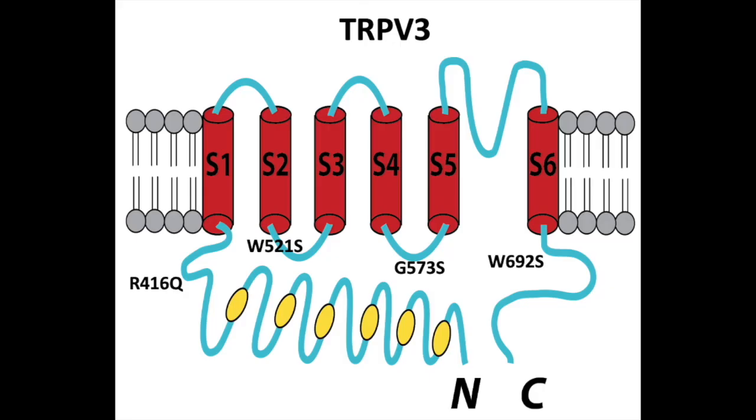So here's a simplified diagram of the TRPV3 channel, so we can see S1 through S6 helix embedded within the membrane. Most notably, in terms of the 4 gain-of-function mutations that were observed in Olmsted syndrome, we can see that they're located at arginine 416, tryptophan 521, glycine 573, and tryptophan 692. So these were the 4 mutations that were discovered in the genome of patients with Olmsted syndrome.